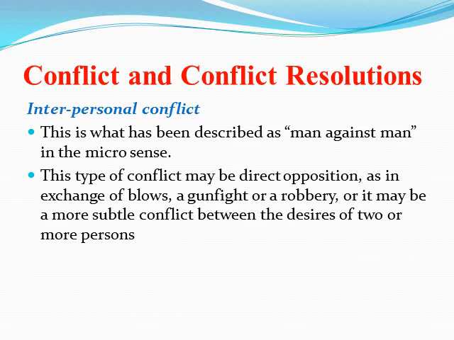This type of conflict may be direct opposition, in exchange of blows, a gunfight or a robbery. Or it may be a more subtle conflict between the desires of two or more persons. A boxing or a wrestling match, for example, in a kind of game, but the action on the mat depicts conflict. Conflict in this sense is a fight between people.